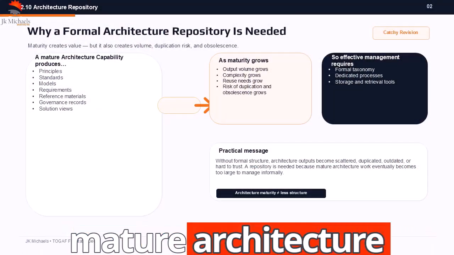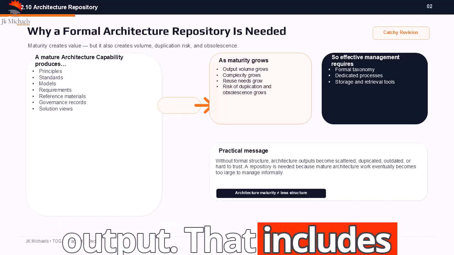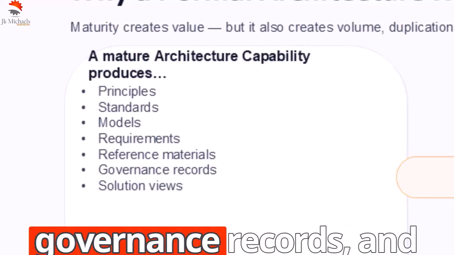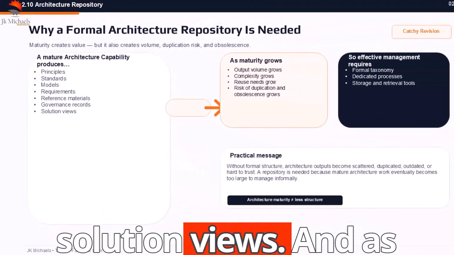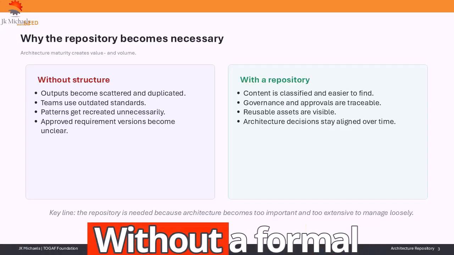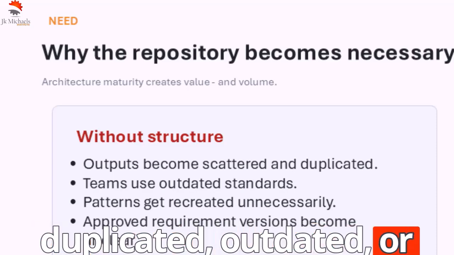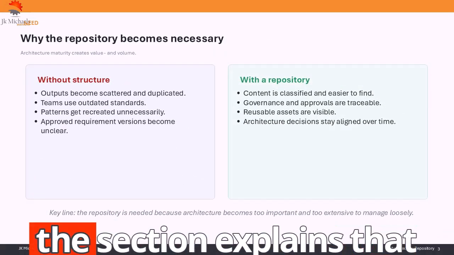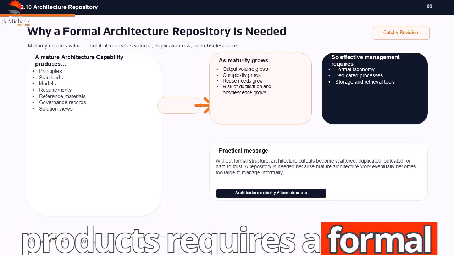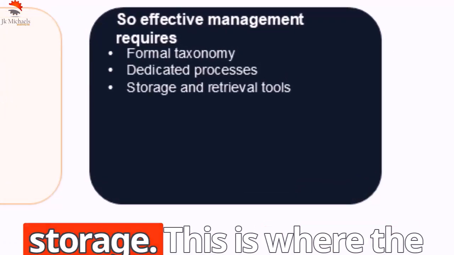A mature architecture capability produces a large volume of architectural output. That includes principles, standards, models, requirements, reference materials, governance records, and solution views. And as architecture maturity grows, the amount of content grows too. Without a formal structure, those outputs become scattered, duplicated, outdated, or hard to use. That is why the section explains that effective management and leverage of architecture products requires a formal taxonomy, dedicated processes, and tools for architectural content storage.